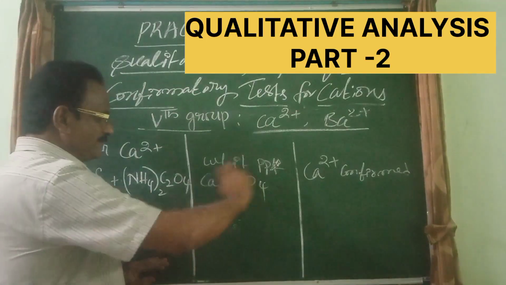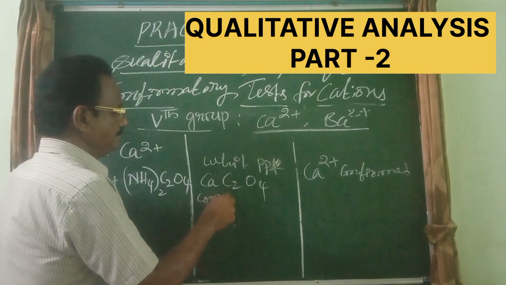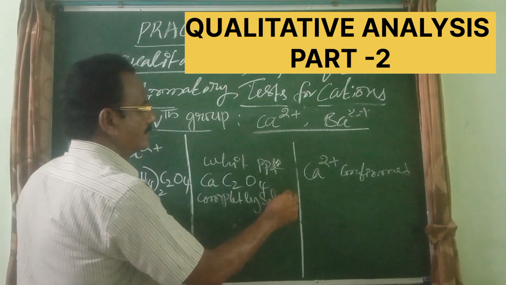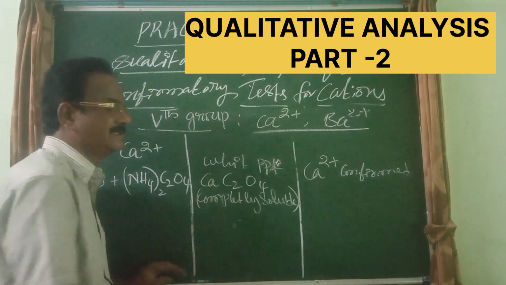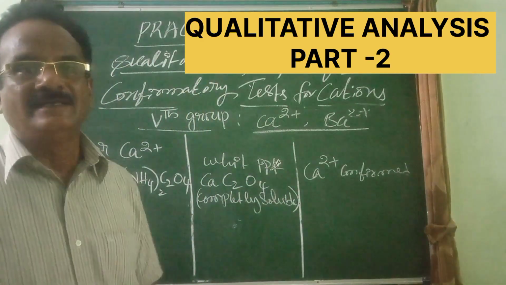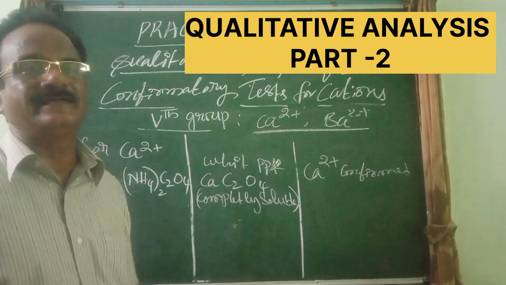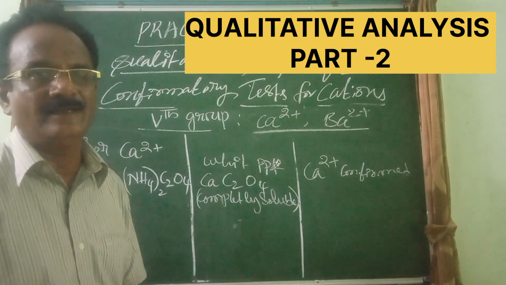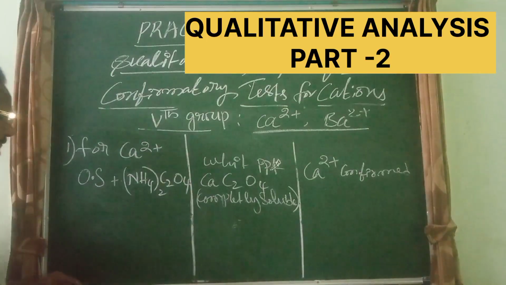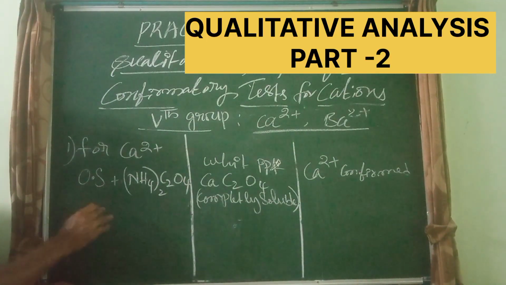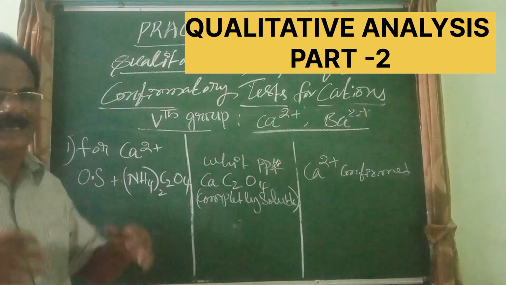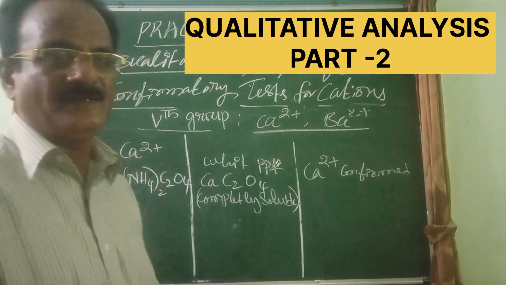This precipitate must be completely soluble. Only when this precipitate is completely soluble can we confirm the presence of Ca2+. If it is sparingly soluble, it is Ba2+. Let us see, for Ba2+ also the same test applies, but I will write another confirmation test for Ba2+.